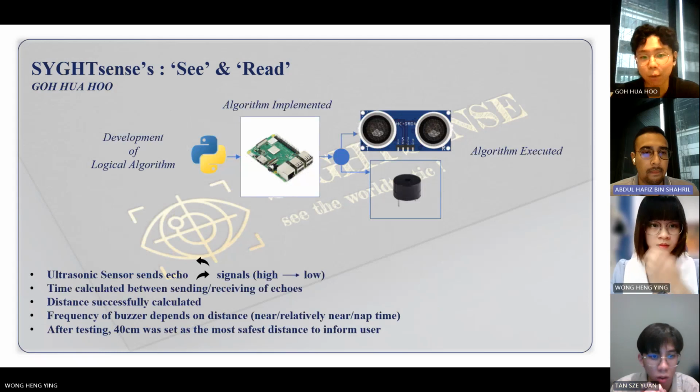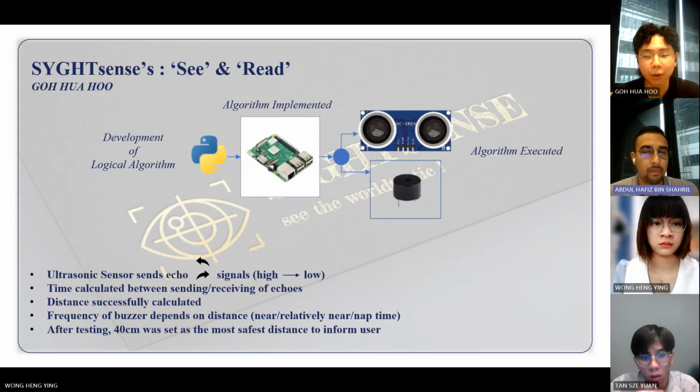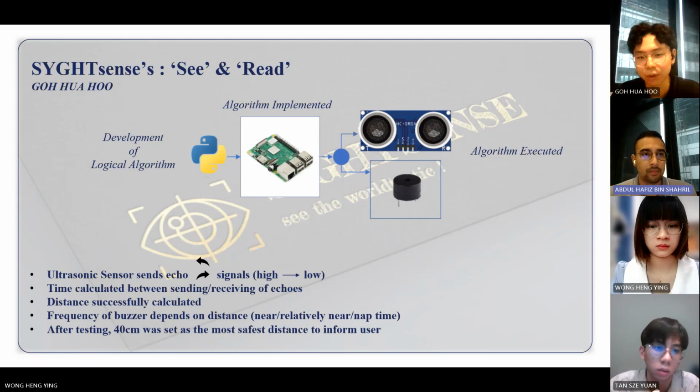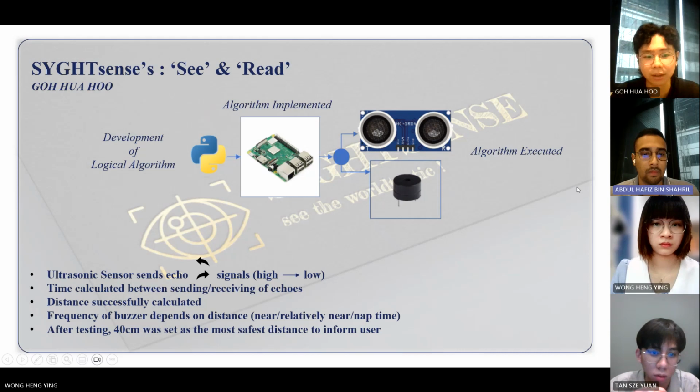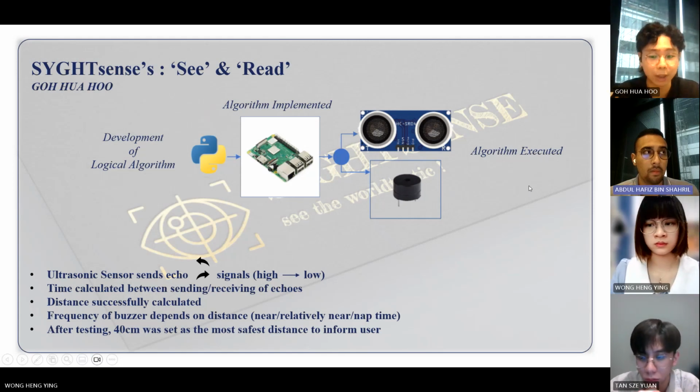Moving on to the object avoidance, the algorithm for this portion will be developed through Python also, then implemented through Raspberry Pi, and will be sent out to the ultrasonic sensor with the buzzer. The ultrasonic sensor will echo a back and forth signal, where the time between the sending and receiving of the echoes is calculated and the distance is successfully calculated, and it will act like a car sensor. So as you move nearer between the ultrasonic sensor and the object, the frequency of the buzz will increase. After testing, we found out that 40 centimeters between the ultrasonic sensor and an object would be the safest distance for the user to be informed.